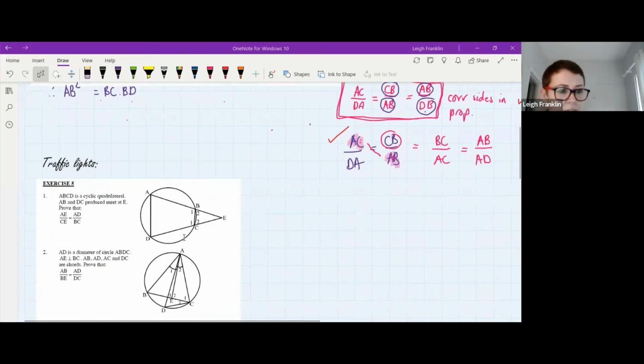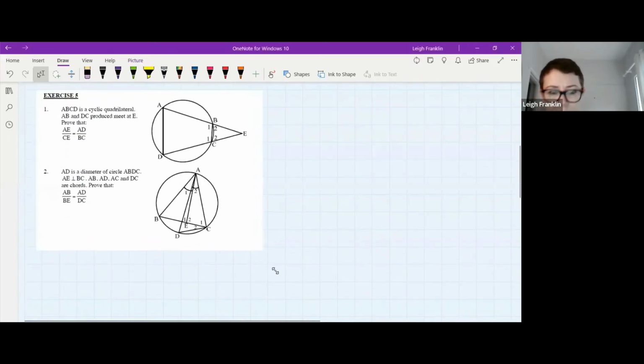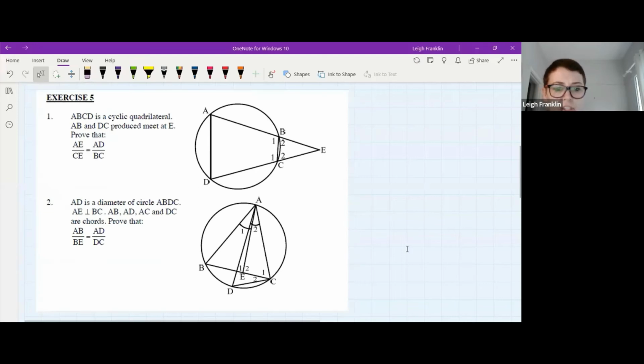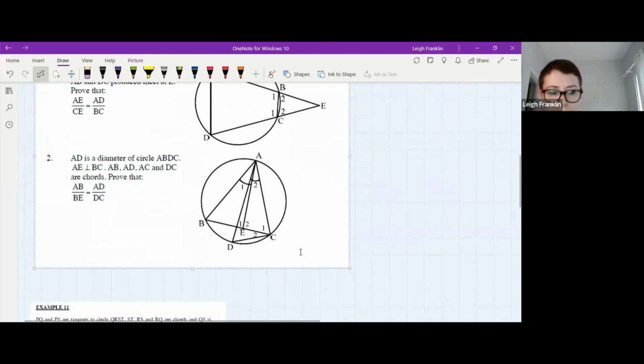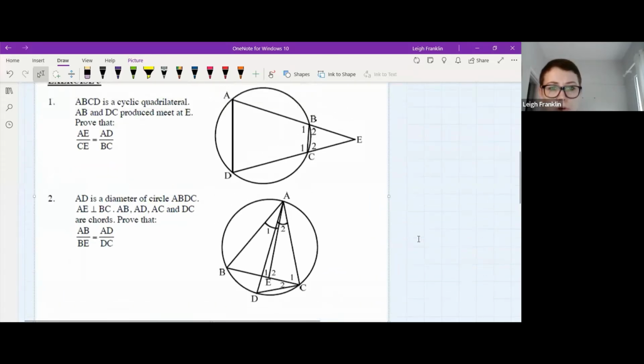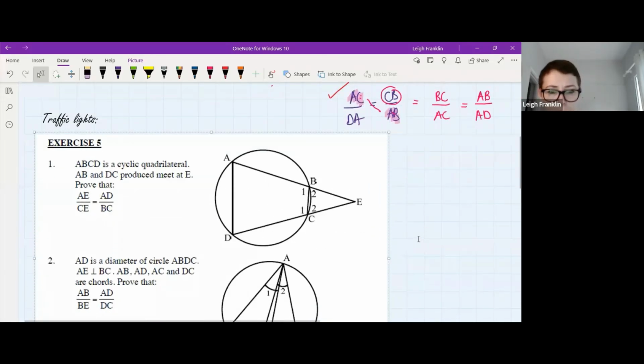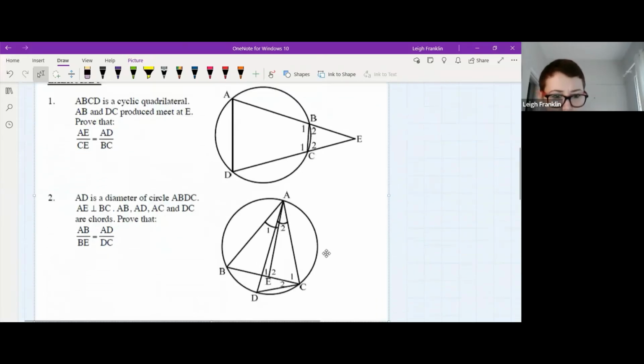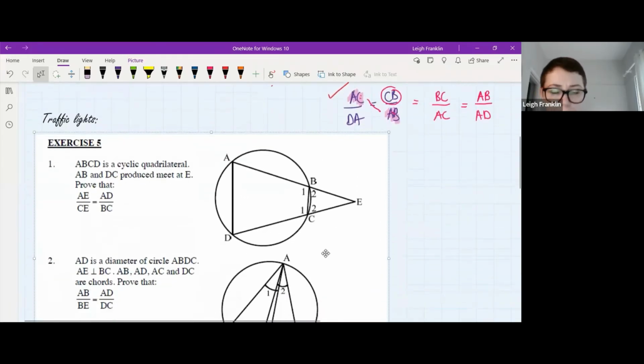All right, so let's go and have a look at the traffic light. Now, you definitely do not have to do two of these. Let's just try and do one. I don't want to bombard you. Maybe what's better, if we just focus on one, let's rather do number one rather than number two, because number one is a little bit easier. Okay, so they've told us that ABCD is a cyclic quad, and they've told us that AB and DC produced meet at E.